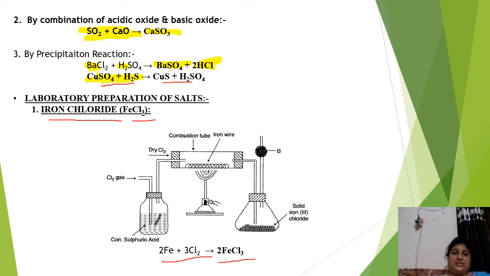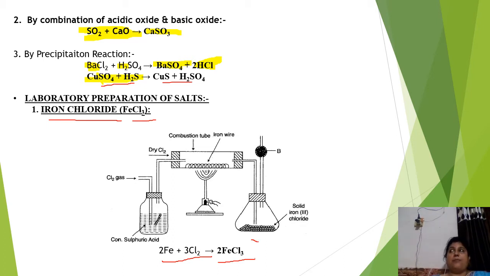The powdered iron is taken over here in this tube. It is a combustion tube in which I have taken powdered iron, and from over here dry chlorine gas is passed in this combustion tube. What will happen when this iron turns red hot? The reaction will be exothermic. Why? Because the heat gets liberated from over here, so the reaction will be exothermic, which results in the formation of iron chloride.